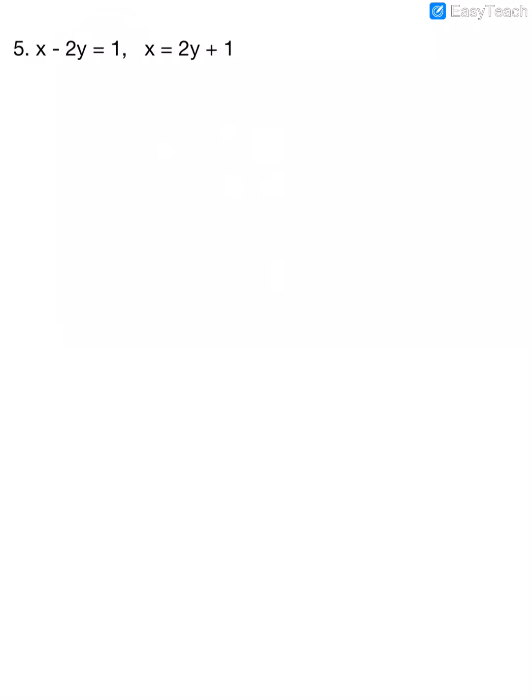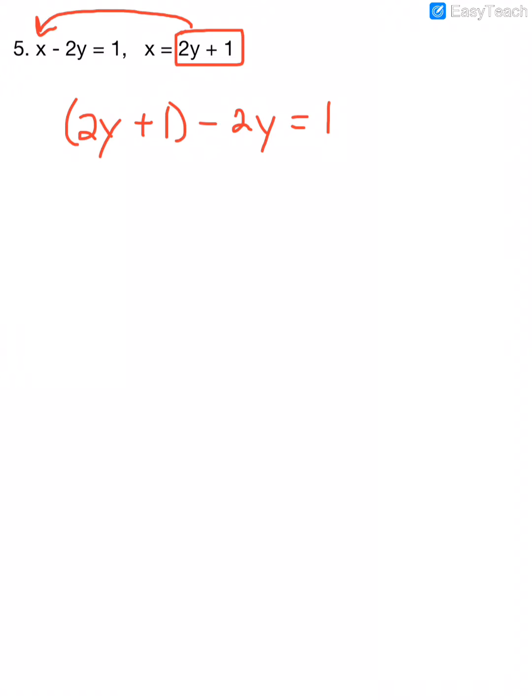All right, in this equation, if I look to see if there's a variable by itself, the second equation has x by itself. So I'm going to take what x is equal to and substitute it into the other equation for x. So if I plug in 2y plus 1 minus 2y equals 1. Now, it's always important that when you plug something in, you plug it in parentheses.